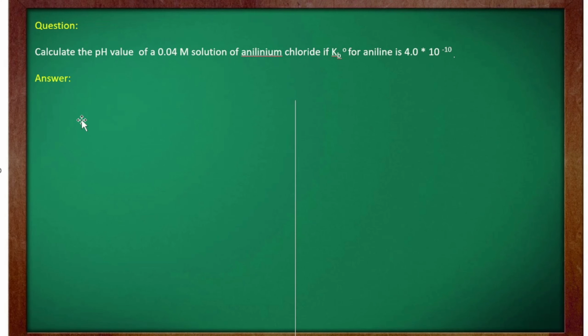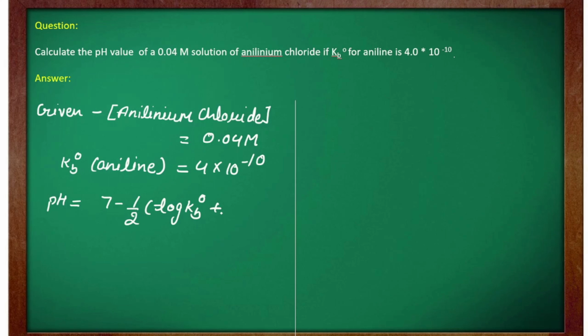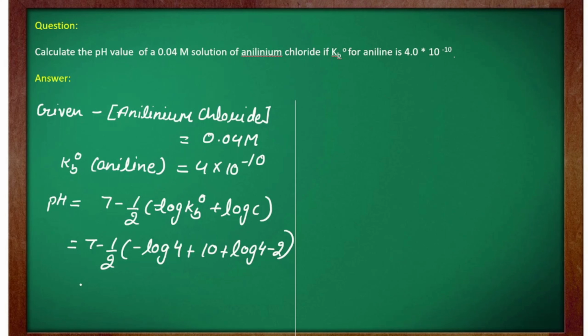In the above question, given aniline chloride is 0.04 molar. Dissociation constant of aniline is equal to 4 multiplied by 10 raised to power minus 10. pH is equal to 7 minus half of pKb plus log C. By putting the value of Kb and concentration of salt, pH is equal to 7 minus half of minus log 4 plus 10 plus log 4 minus 2. On solving, pH is equal to 3.0. Answer: pH equals 3.0.